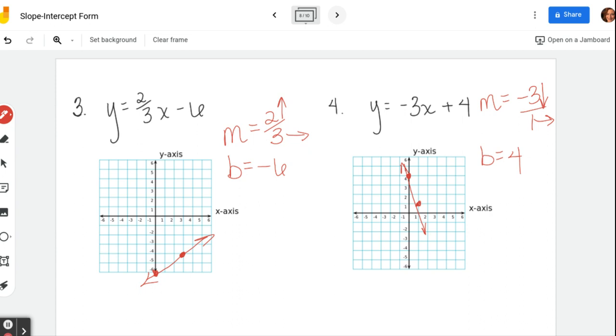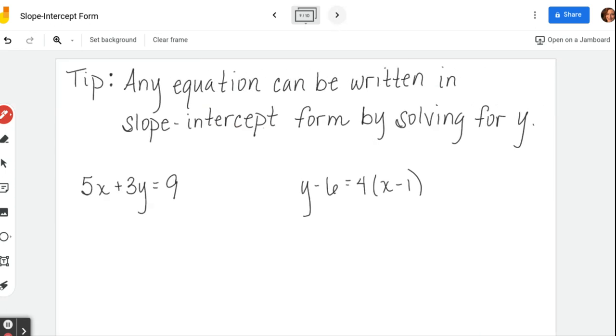Okay, so that's how to graph. The last thing that I want to show you, I've mentioned a couple times that y-intercept only happens when y is by itself. If y is not by itself, you've got to rearrange it first. Don't try to pick out your slope and y-intercept until it says y equals something.